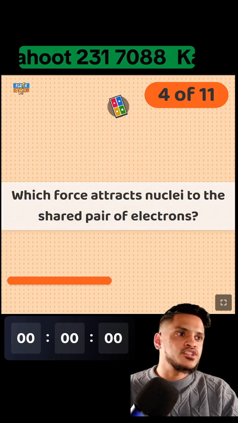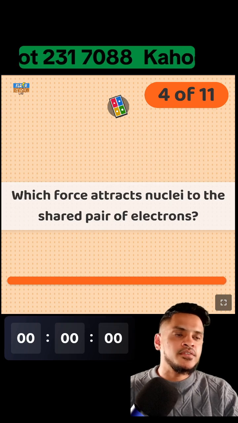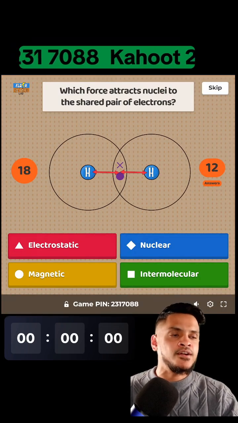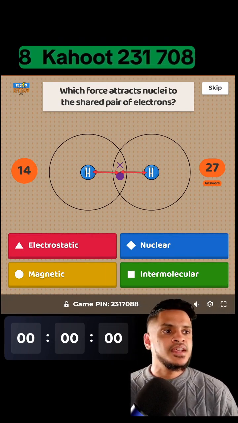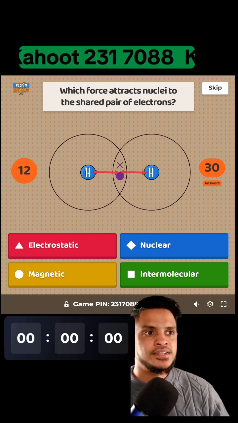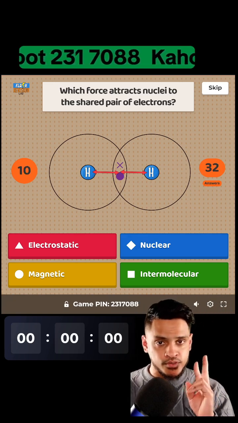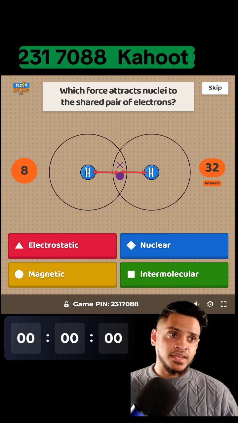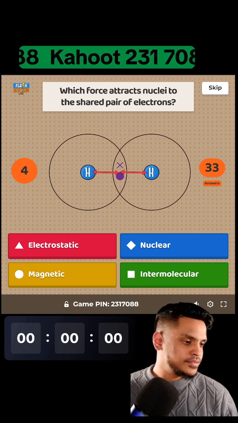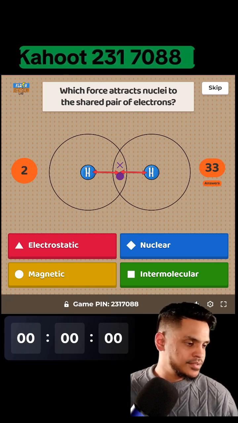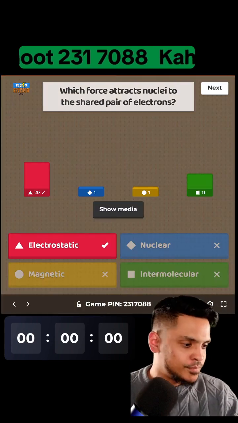Which force attracts nuclei to the shared pair of electrons in covalent bonding? You see those red arrows? What type of force is that? Electrostatic, nuclear, magnetic, or intermolecular? Loads of people get two of those mixed up. So that's why I put that here. I want you guys to learn from these quizzes as well, not just feel demotivated. I want you guys to feel motivated at the end of this.